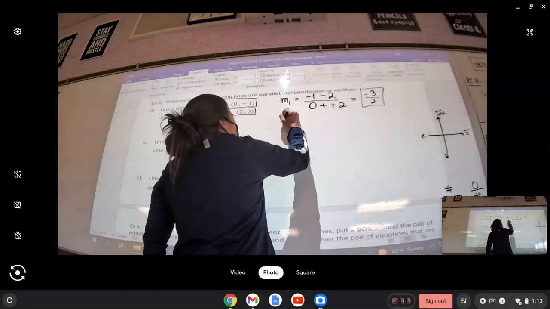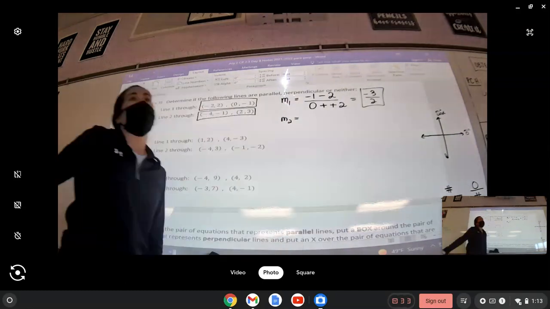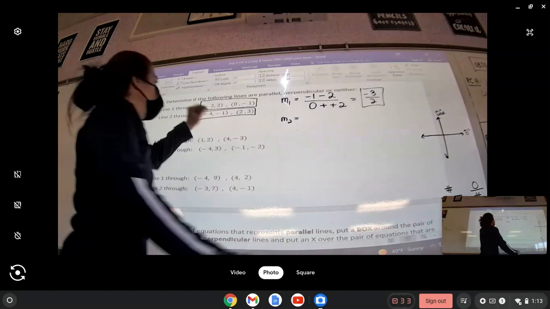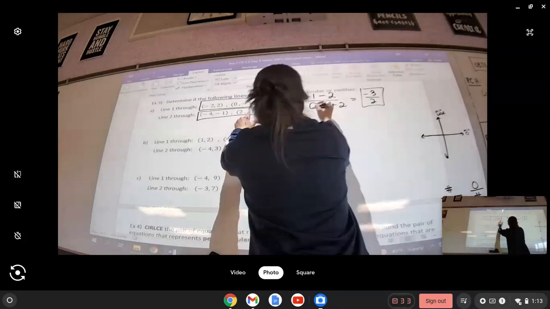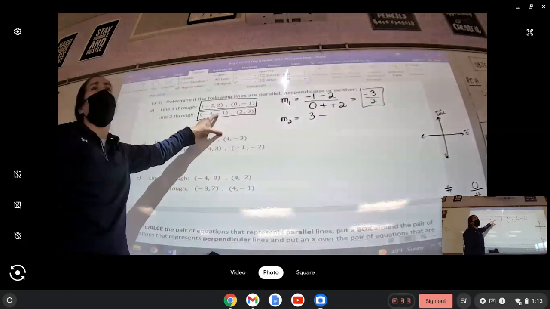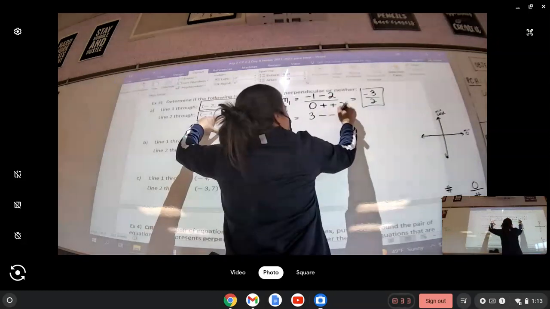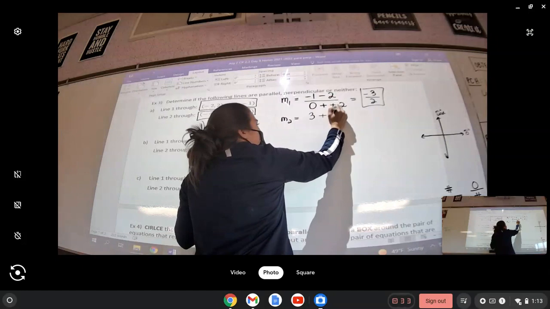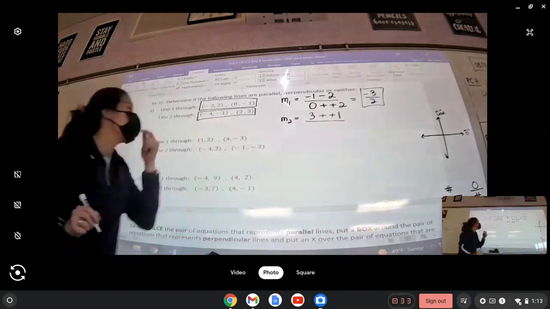All right, now let's find the slope of the second line by doing the exact same thing, so it's tedious. And we're going to find the change in y over the change in x again. So I'm going to do the same thing. Take this y coordinate, 3. I'm going to find the change, so I'm going to subtract the next y coordinate, which is -1. What happens when you minus -1? Turns to plus. All right?